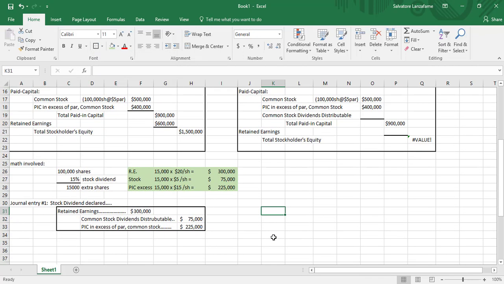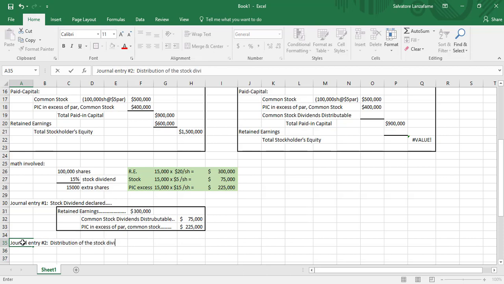Okay? When we eventually make good on the stock we're giving them, that's when we actually distribute the stock dividend. So we'll call this journal entry number 2, and we'll call it the distribution of the stock dividend.